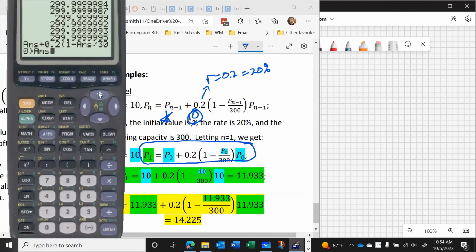Now, if I were to change the growth rate to be bigger, we might see this overshoot 300. Nope, not quite. Okay. Let me change the growth rate even bigger.